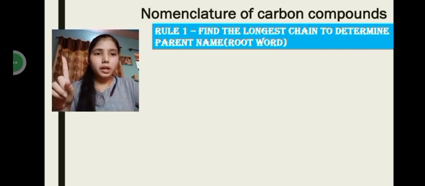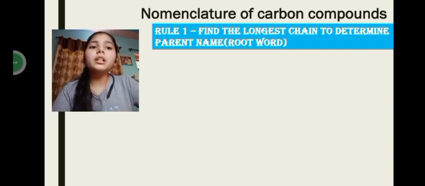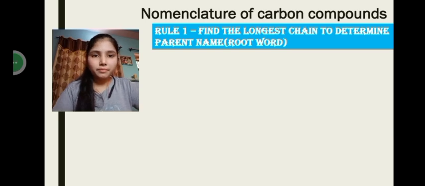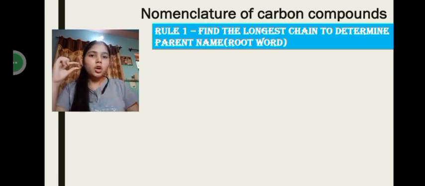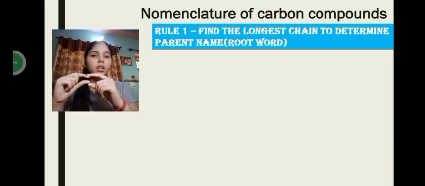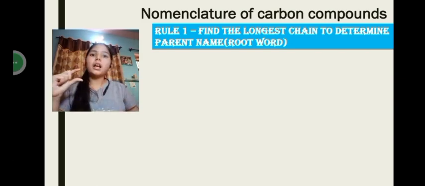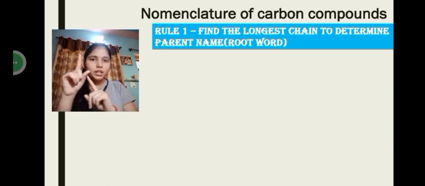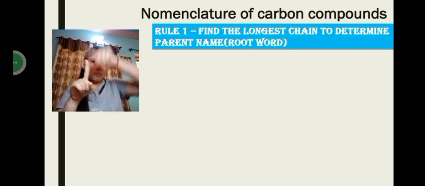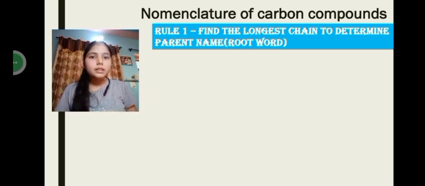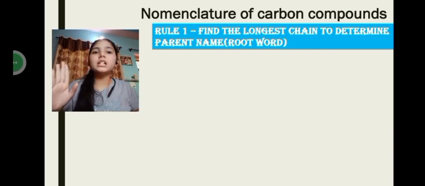Rule number 1: find the longest chain to determine the parent name, the root word. We have discussed structure, where carbon is attached to carbon, carbon, carbon. Is there any chance that carbon attaches only in a single line? No, it can form branches: one carbon attached with one carbon this side and one carbon this side. This could happen as well, so we have to consider the longest chain as the parent chain.